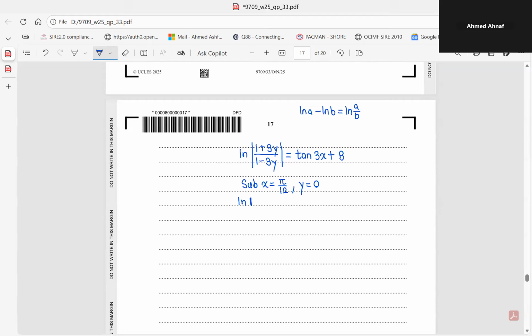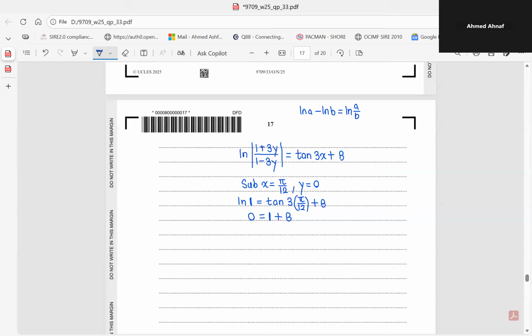So you get ln 1 equals tangent 3x, so 3 times pi over 12, that is just pi over 4, plus b. So ln 1 is 0. Tangent of pi over 4, that is 1. So 0 equals 1 plus b.